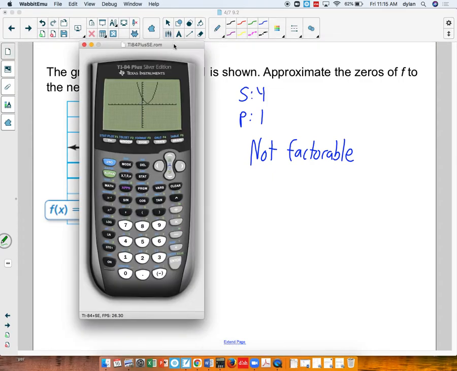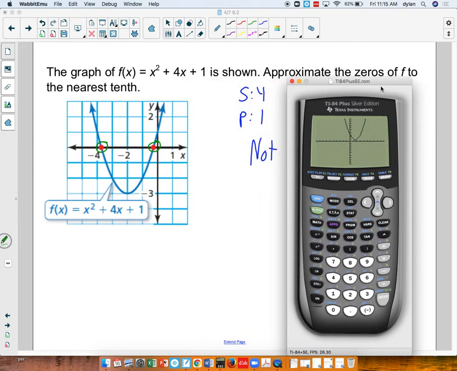Now, we can use our calculator to approximate the zeros of f to the nearest tenth. And this is something you'll do for certain problems on your homework where it says approximate or asks you to find decimal solutions. You can use your calculator for those. So this would be x squared plus 4x plus 1. And if I graph this one, I'm going to see the same picture I see in the graph. Our calculator has a tool to be able to find the zeros, the x-intercepts. Remember that they're called zeros because y is 0 on the x-axis.